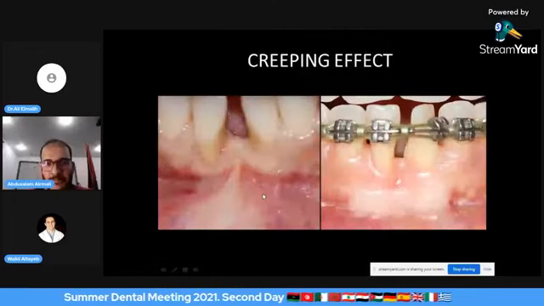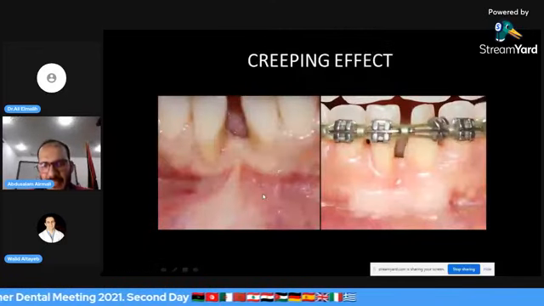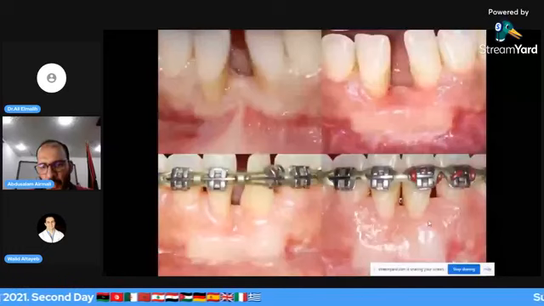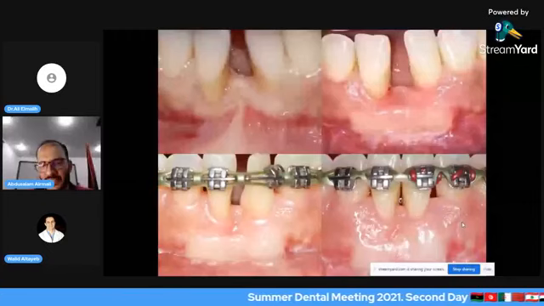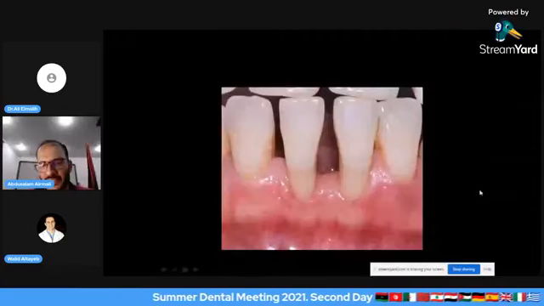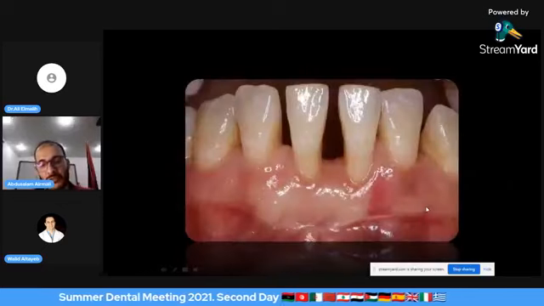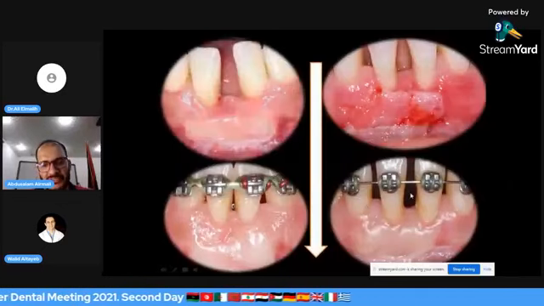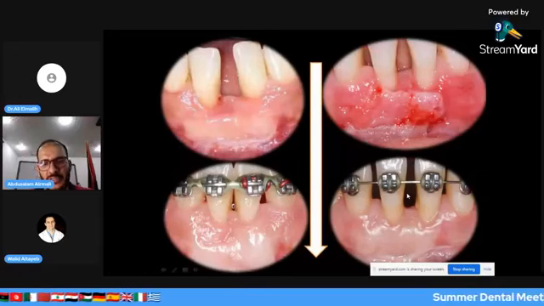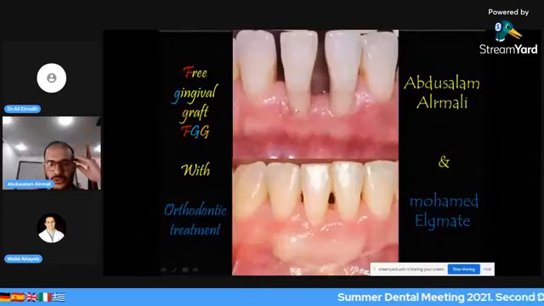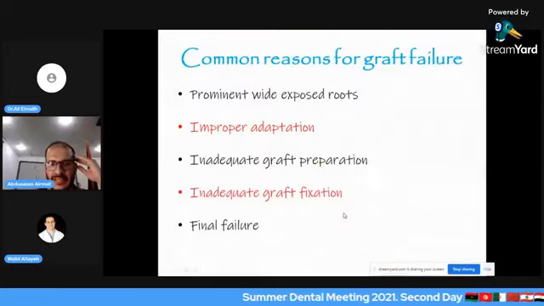Also, you can use the free gingival graft before orthodontic intervention to improve the keratinization and improve the patient's oral hygiene. This is the creeping effect. This is the end of the orthodontic treatment. You can see now the amount of keratinization and the growth of the interdental tissue between the teeth. And this is the X-ray before and after. And this is another case of orthodontic intervention. This is after the grafting. And this is before and after the orthodontic treatment. And this is at the end of the orthodontic treatment. We can start with this case and end with this result.